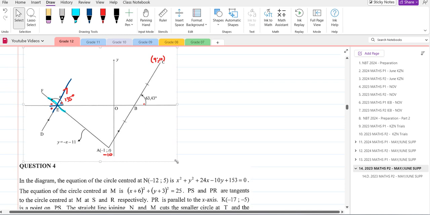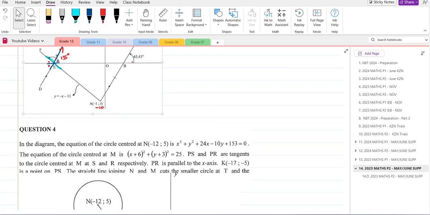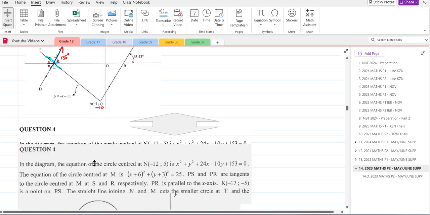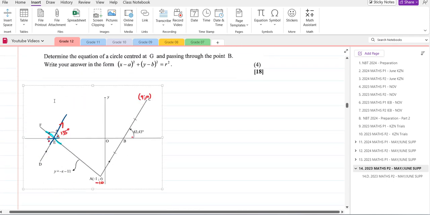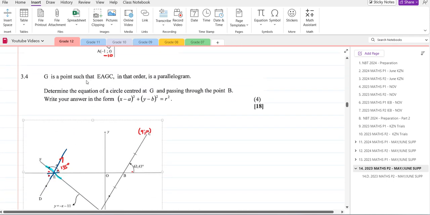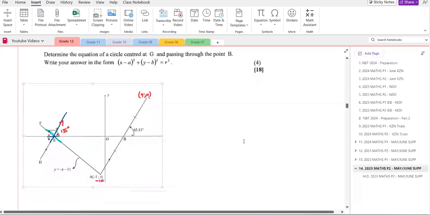Let's try to make sense of this problem. And what do they want? Alright, so first, G is a point such that EAGC, in that order, is a parallelogram.